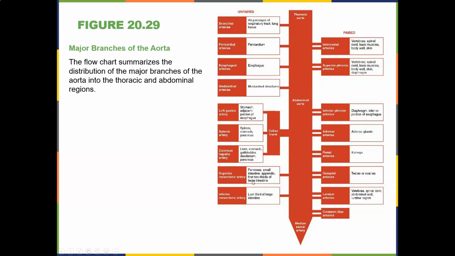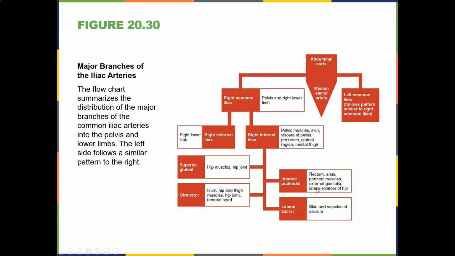And the superior mesenteric artery gives rise to the appendix, the small intestine, the pancreas. Inferior mesenteric is the last third of the large intestine. So, a great little diagram. And then, of course, you can go further along. The left common iliac and the right common iliac are paired, so you're going to see the same thing on the other side, following patterns similar to the right.